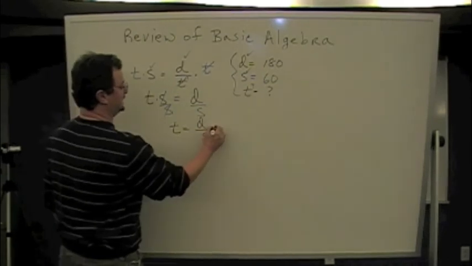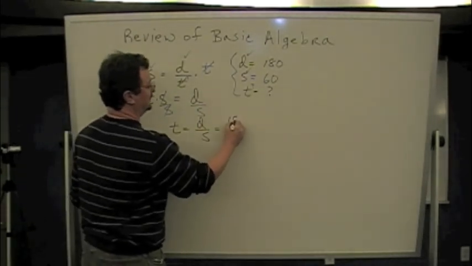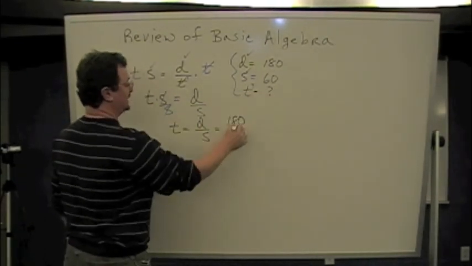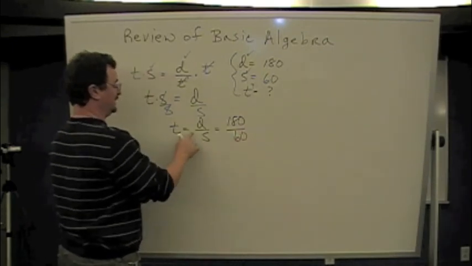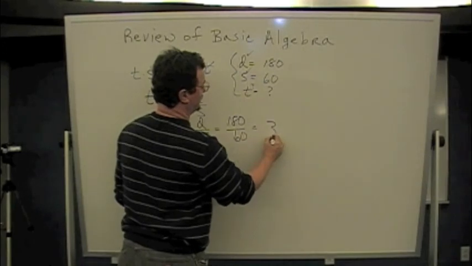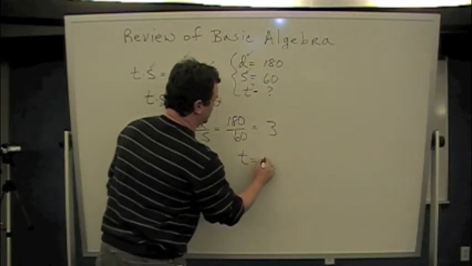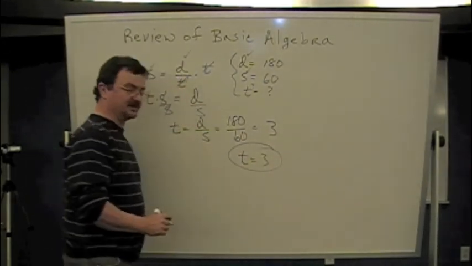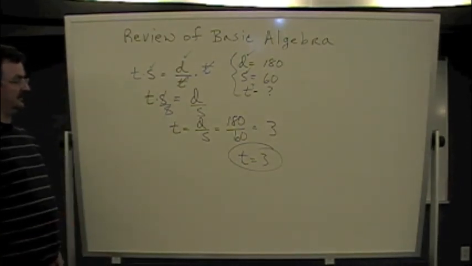So in this case, D is 180 and S is 60. So the time is going to be 180 divided by 60, which is 3. So T is equal to 3. It's going to take you 3 hours to get to your friend's house.